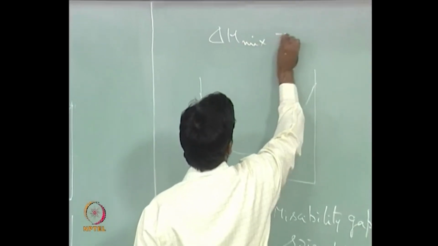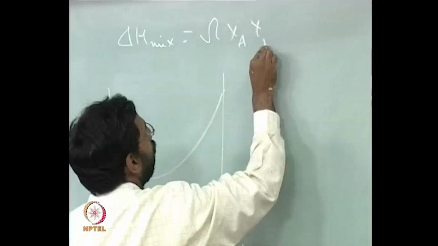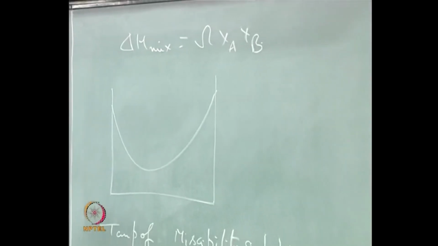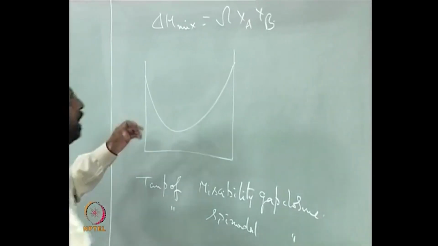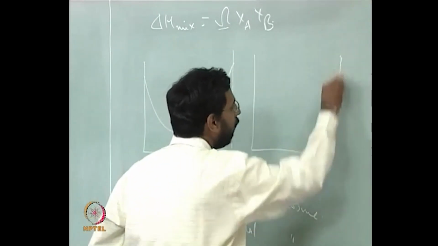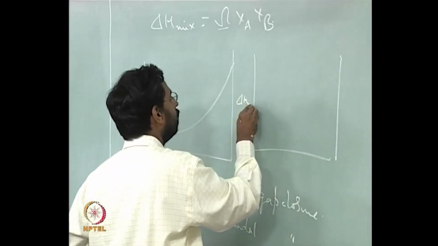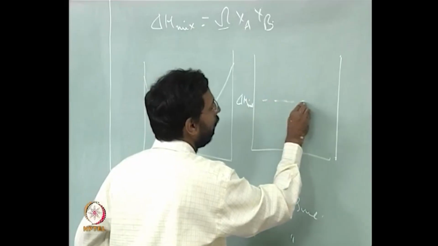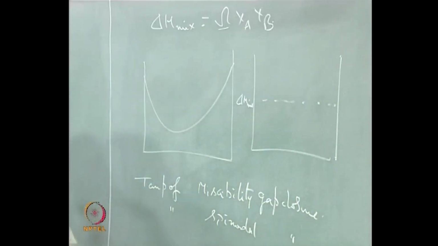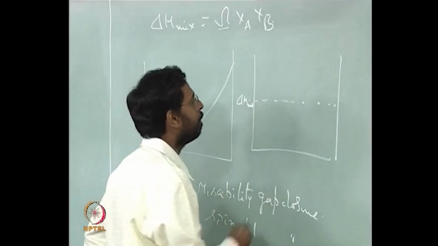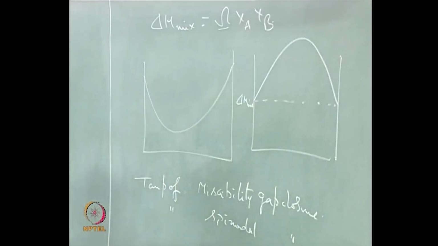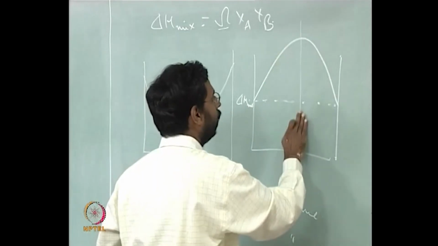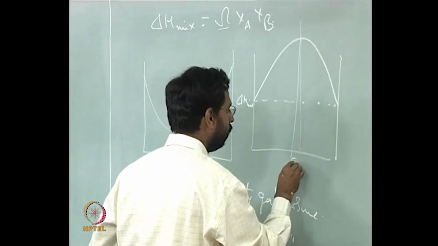is omega xa xb, and this omega xa xb is a symmetric function. If I plot the omega xa xb, if the omega is positive, then delta H mixing will look, if somewhere I have a 0 here, the delta H mixing would look like this, perfectly symmetric, and it would go to a maximum at 50-50.